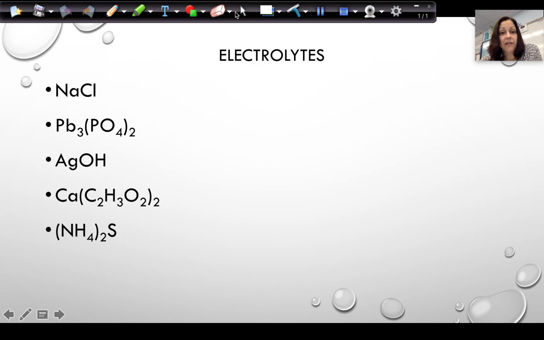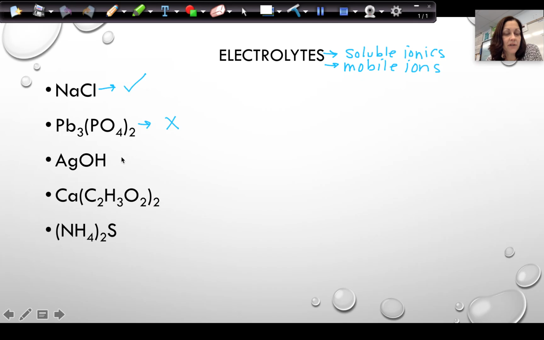When we talk about electrolytes, only soluble ionics for our purposes in this chapter are electrolytes. And they are electrolytes because they dissolve in water to conduct electricity, and they conduct electricity because of their mobile ions. So you should have table F out, and only species or compounds that are on table F that are soluble will be electrolytes. So since this one is soluble, it's an electrolyte.